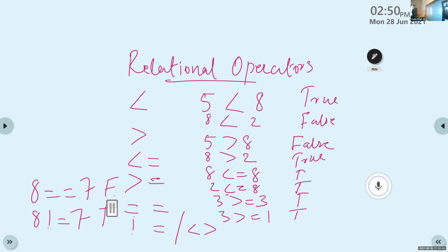This is relational operators. Okay. The main relational operators are used for comparing values or expressions. The main relational operators are less than, greater than, less than or equal to, greater than or equal to, not equal to. These relational operators will return a result, either a true or false value.